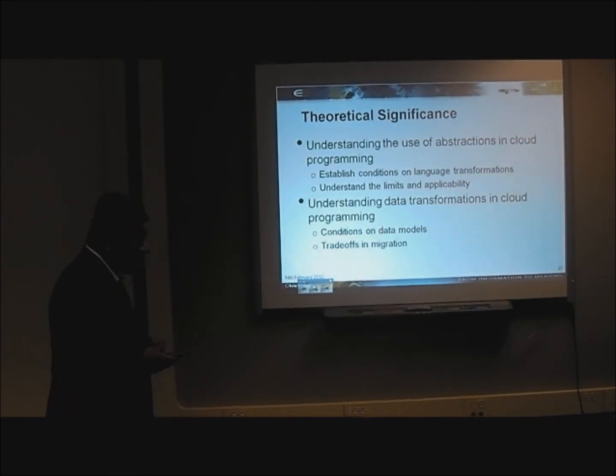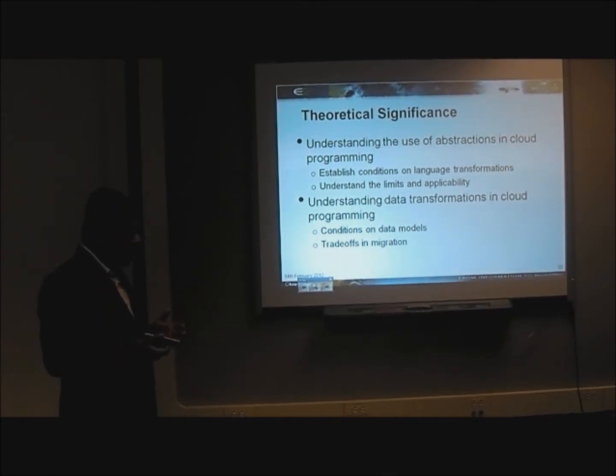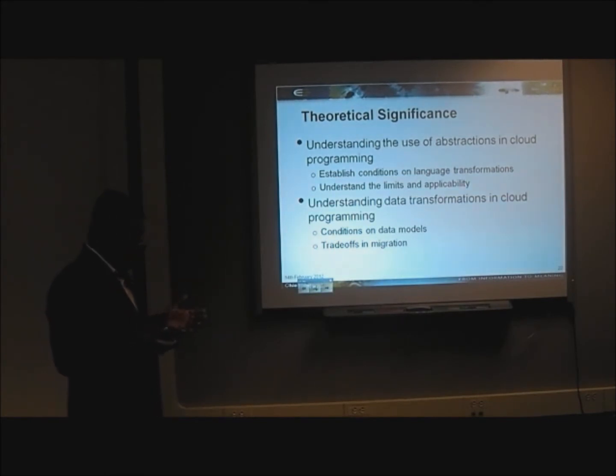What's important theoretically for an academician? For an academician, what's important is to understand the limits. What domains can you apply this to? Or what are the limits of the abstractions that come into this field? What kind of trade-offs would you be making on migrations? Things like that are the theoretical significance. Understanding these will let you apply the proposed solutions in an appropriate way.